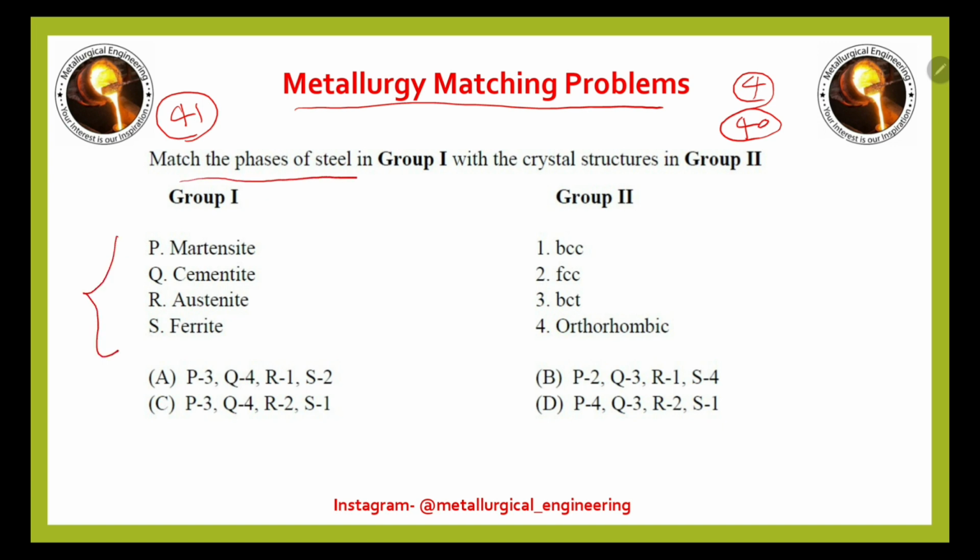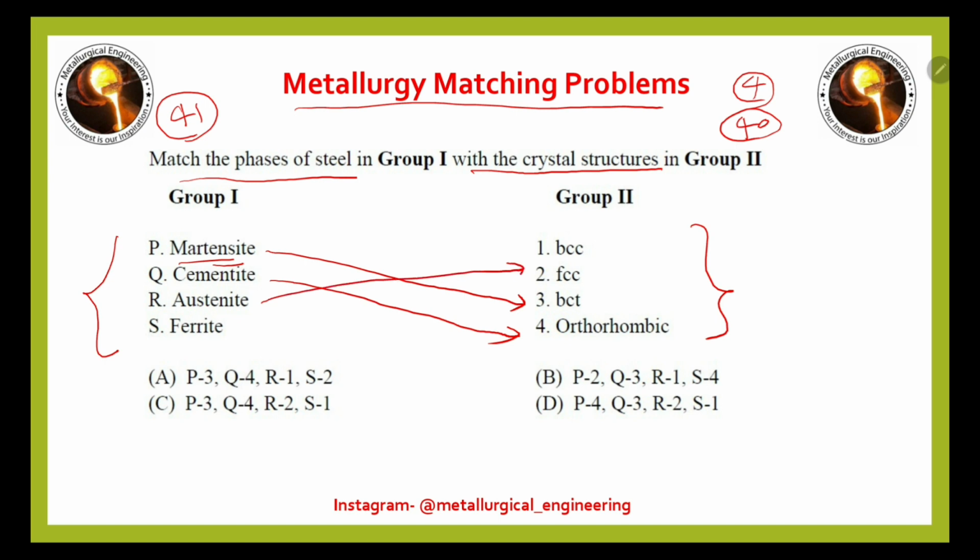with the crystal structure in group 2. So martensite is BCT, cementite is orthorhombic, austenite shows face centered cubic, and ferrite is BCC. So the correct answer is C here, P3 Q4 R2 S1.